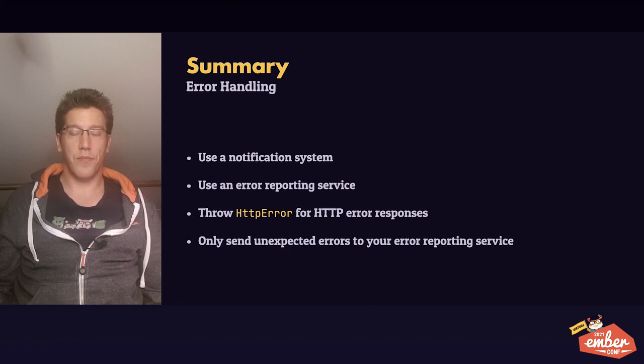To summarize, I recommend to use a notification system to make displaying errors easier for yourself. You should also use some kind of error reporting service to not run blind in production. When dealing with fetch, it can be useful to throw custom error classes like our HTTP error here. And finally, you should only send actionable errors to your error reporting service.